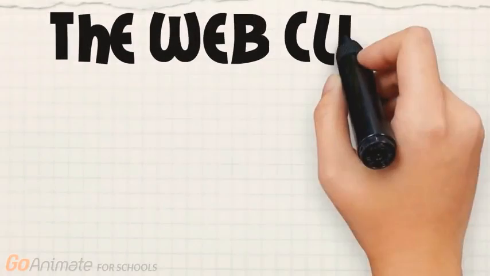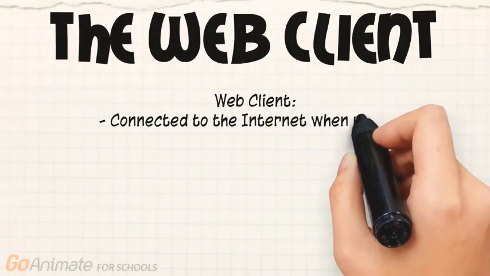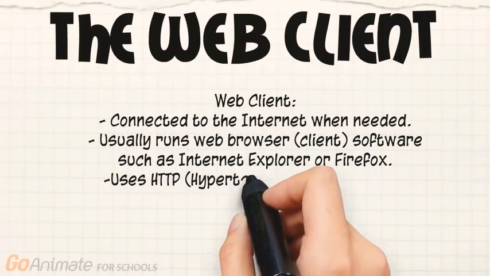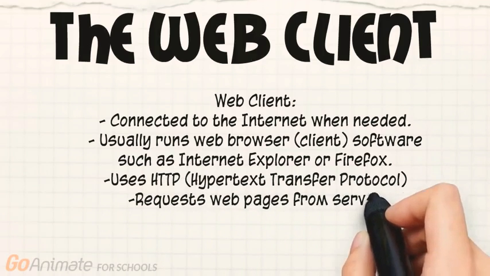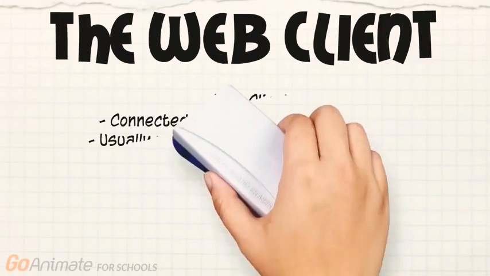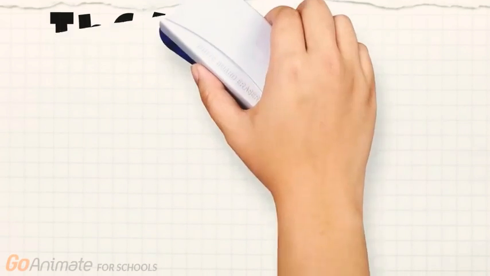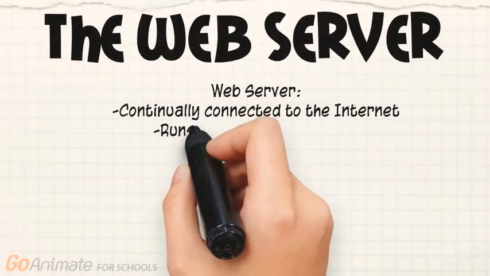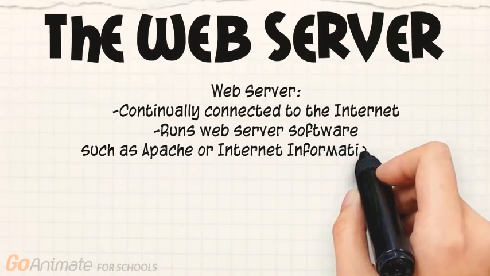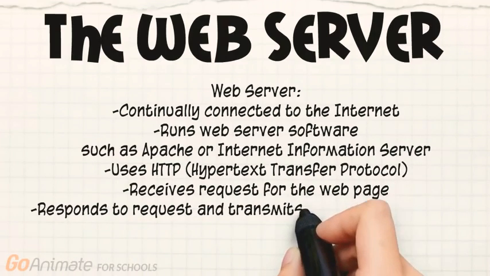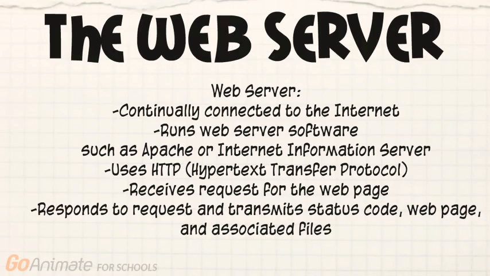Web client is connected to the Internet. It usually runs web browser client software, such as Internet Explorer or Firefox. It uses HTTP, Hypertext Transfer Protocol. Web server is continually connected to the Internet. It runs web server software, such as Apache or Internet Information Server. It uses HTTP, Hypertext Transfer Protocol.